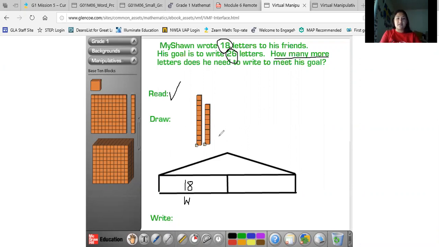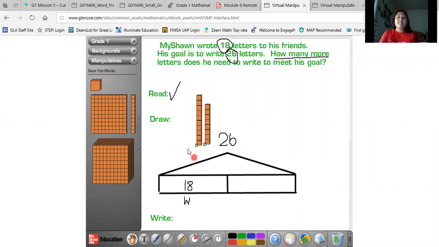His goal is to write 26. So I know that he wants to end up or have a total of 26 letters at the end of his day. How can we solve to find the missing part? Shout it out now. That's right, we can use an addition or a subtraction number sentence. Both of them will work.